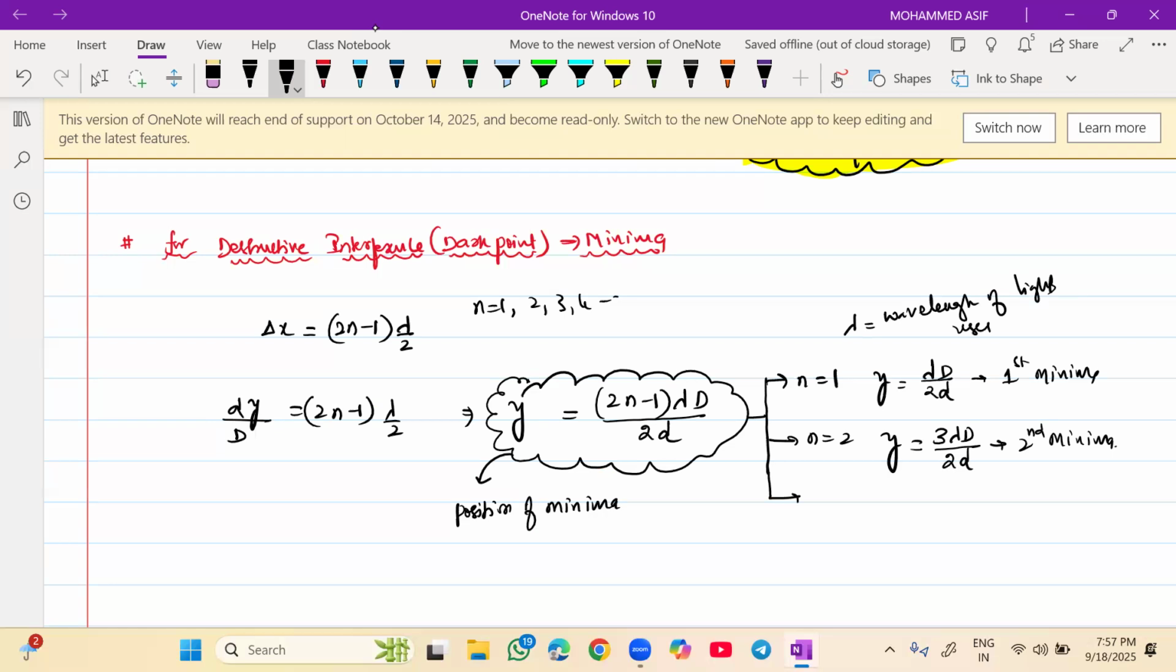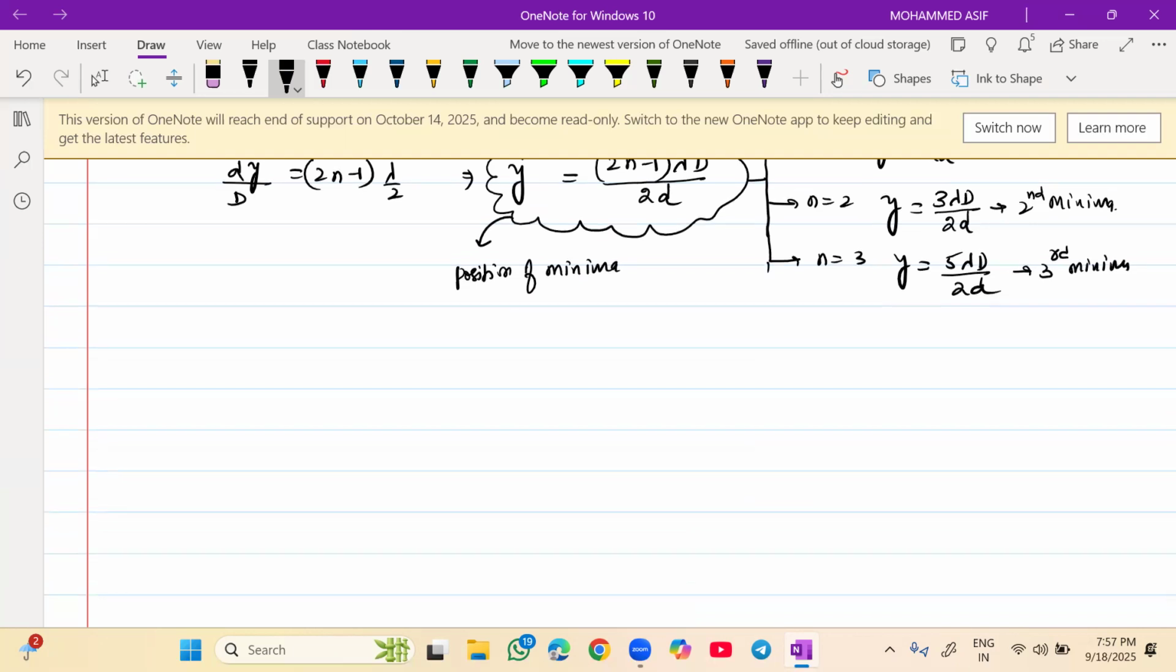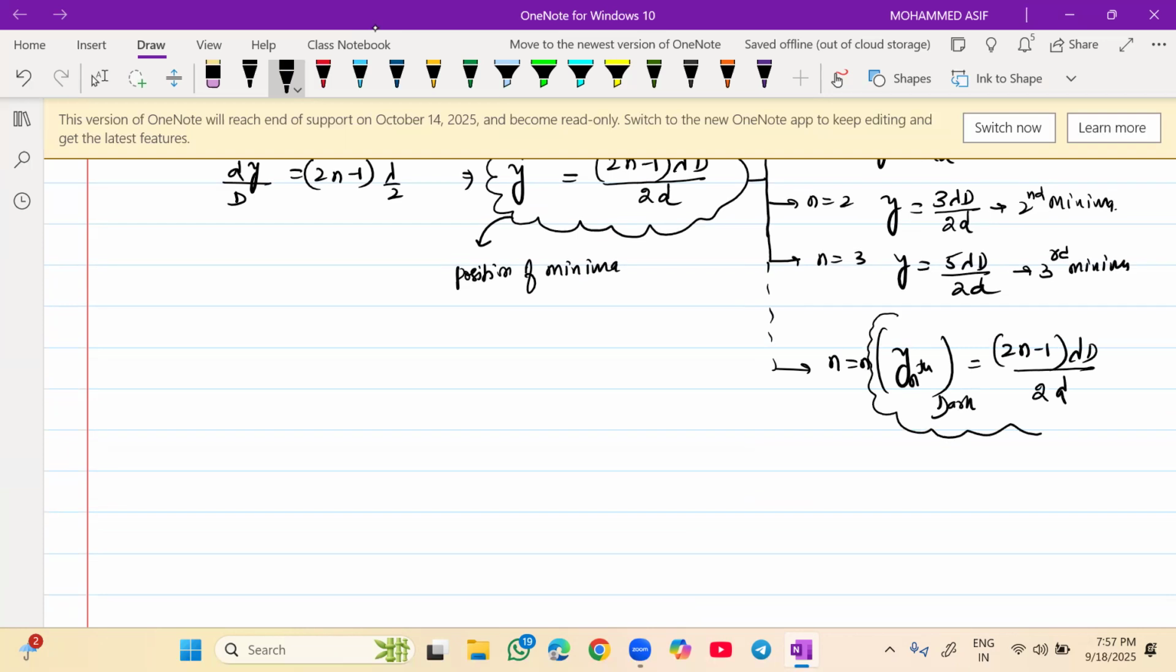The same way, if I'm using n equal to 3, y is equal to 2 into 3 is 6, 6 minus 1 is 5. So it is 5 lambda into capital D divided by 2d. This is your third minimum. So like that, if I go on taking, for n equal to n, we'll get y nth dark. Y nth dark will be equal to how much? (2n minus 1) into lambda into capital D divided by 2 times small d. So this will be the position.